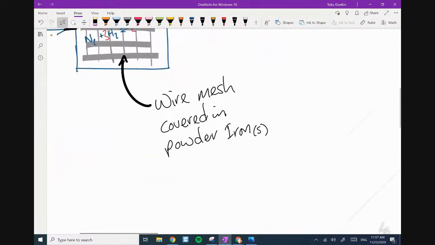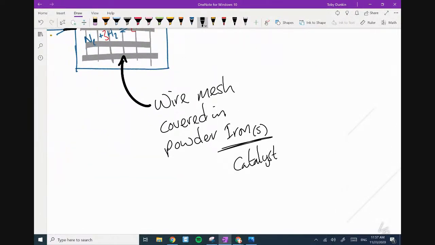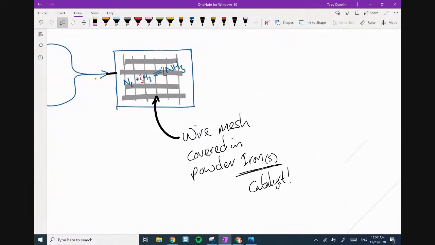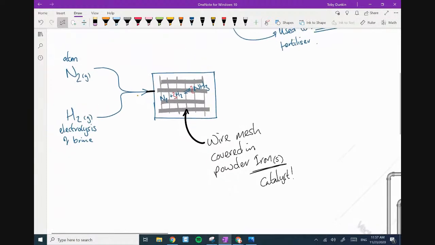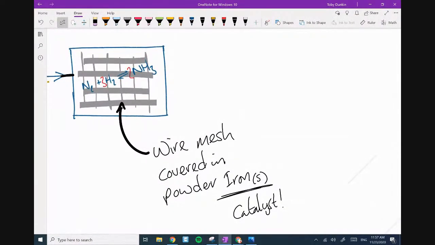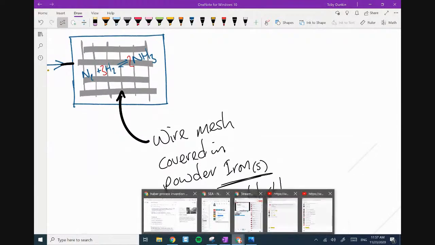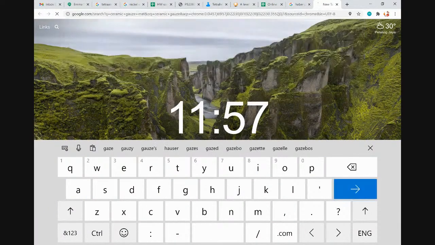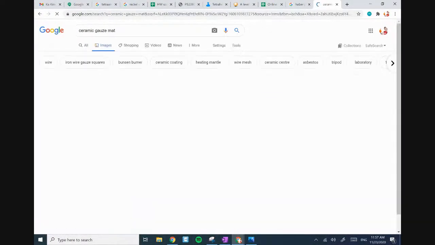Now, the reason for this is because iron is the catalyst for this process. It's the catalyst. Sometimes the wire mesh is genuinely true in this scenario, and the wire is also made out of iron, just so you know. Sometimes, instead of using a wire mesh, they use what's called a ceramic gauze. I'll show you what that looks like. Ceramic gauze. Ceramics are unreactive.